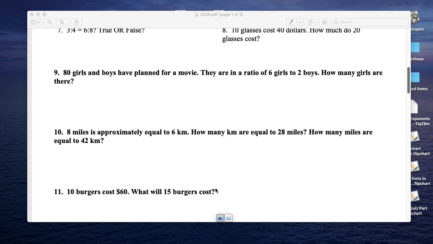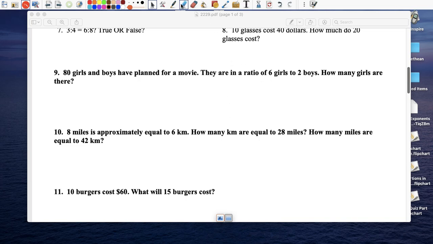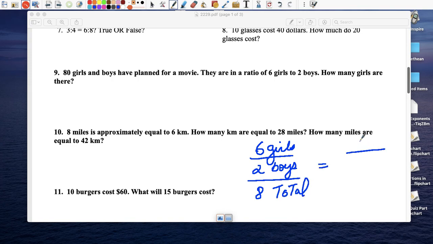Let's do number 9. Okay, so 80 girls and boys are going to the movies. The ratio, this is like the first problem we did. The ratio of girls to boys is 6 to 2. How many girls are there? Okay, so let's do this one. So we have 6 girls and 2 boys. And when we have only those 2 groups, we have a total, 8 total. Right? So over here, I'm going to write 6 girls, 2 boys, and total.